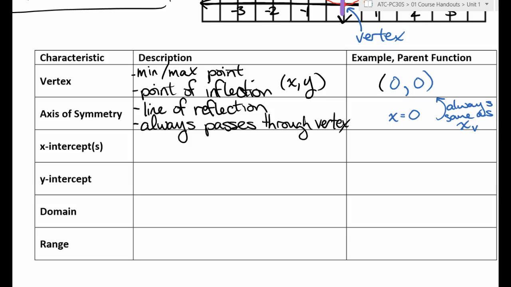X-intercepts, and we've heard this before. X-intercepts are where your graph crosses the x-axis. Now you're going to hear some other words for this. You may also hear them called roots or zeros. So just some other terminology to be aware of.